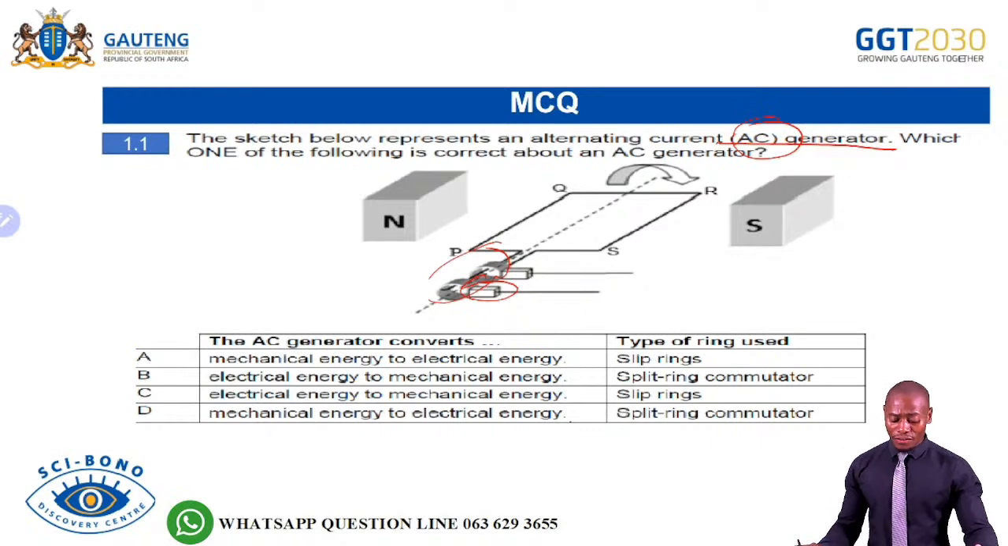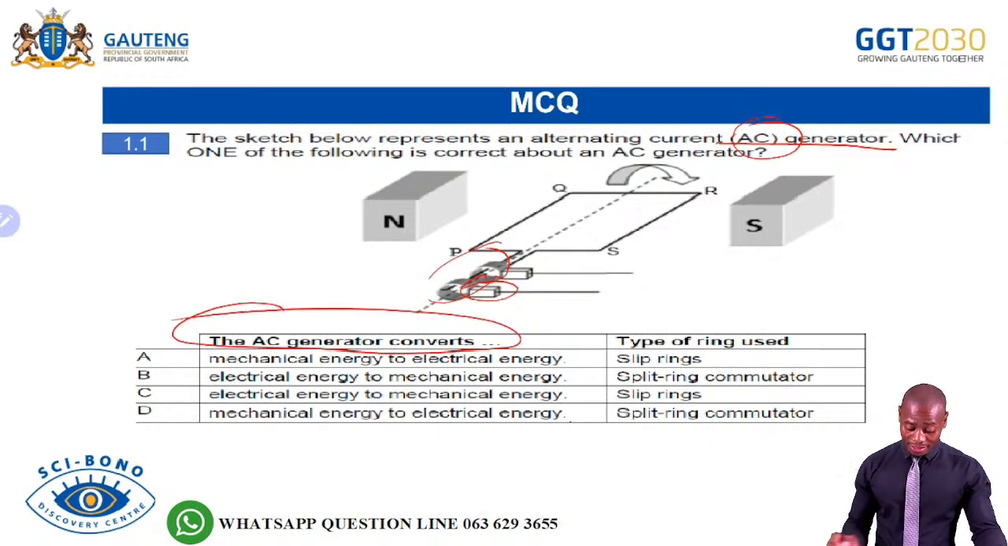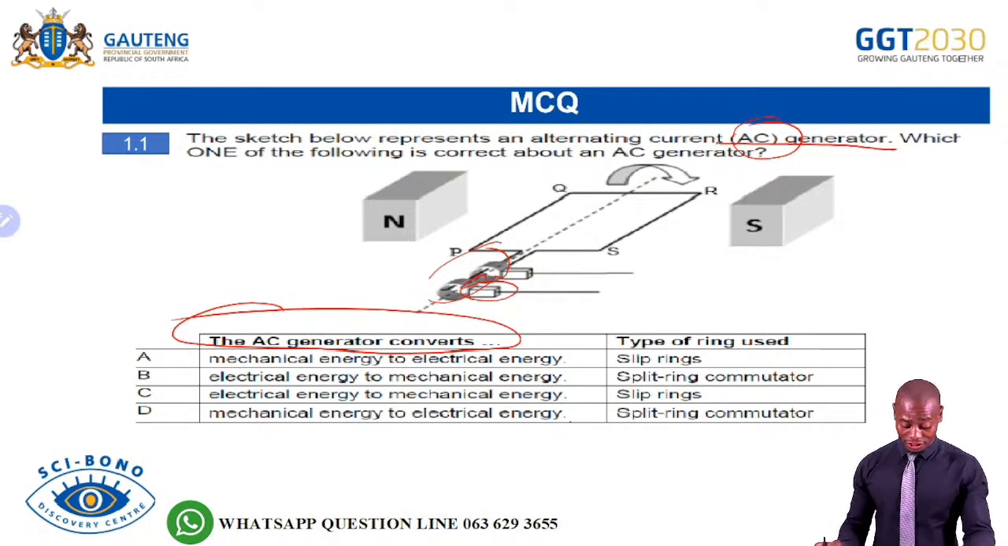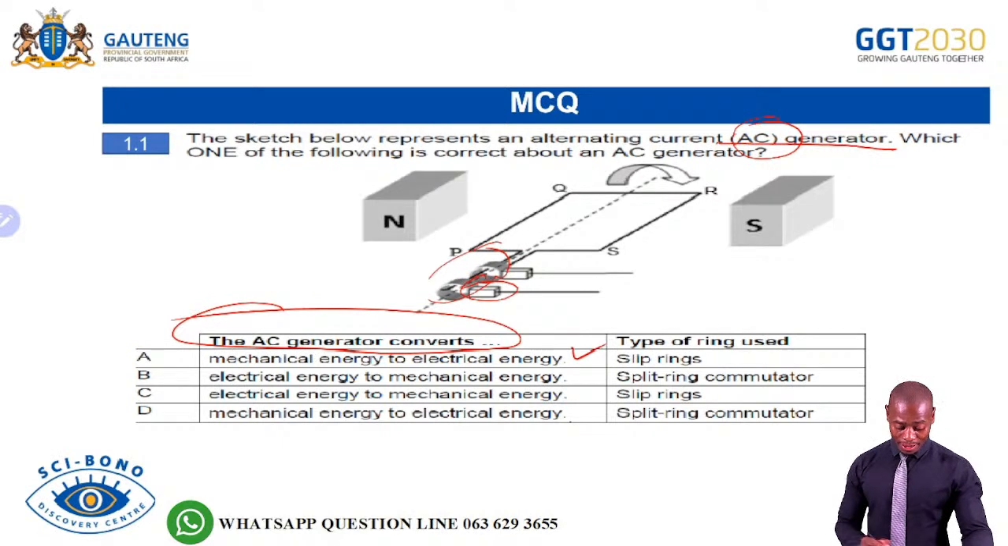All right. Which one of the following is correct about an AC generator? This is a generator, we know. One, they're talking about the energy conversion, right? So if it's energy conversion, we know very well that it should be mechanical, not chemical, right? Mechanical to electrical energy, right? So if you check A, it's mechanical, so I can tick there. But when it comes to B, it's electrical, it can't be. When it comes to C, it also can't be because it's electrical. When it comes to D, it's mechanical to electrical.